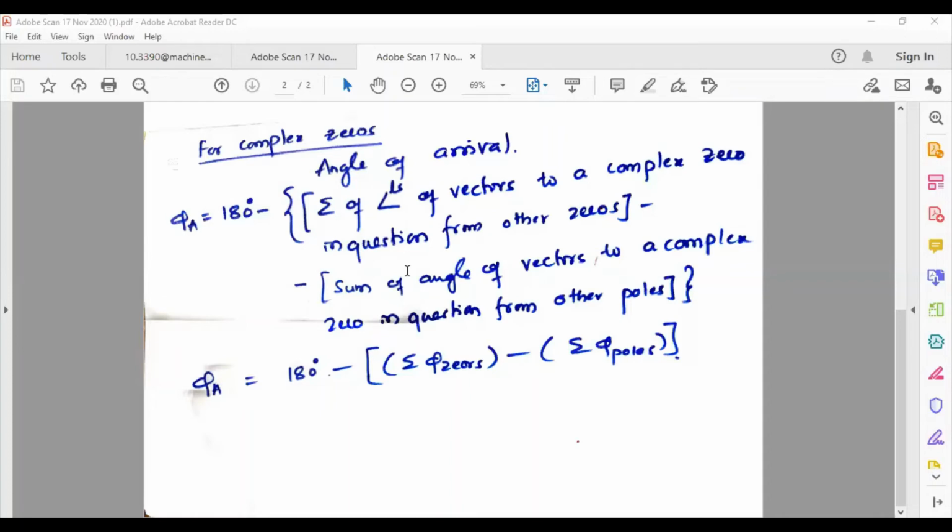So if it is a complex pole, it is angle of departure; for a complex zero it is angle of arrival. It is a similar definition. It is 180 degrees minus the summation of angles of vectors to the complex zero in question from other zeros, minus the sum of the angles of vectors to the complex zero in question from other poles. So this is phi a equals 180 degrees minus summation of phi zeros minus summation of phi poles. While solving the numerical, we will tackle this particular expression. As of now, the procedure is the same: drawing the vector and finding the angle of arrival.